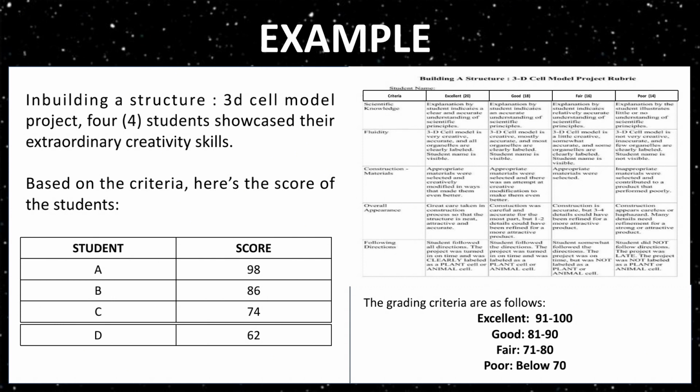So in summary, student A has excelled in all criteria. Student B has performed well with some areas for improvement. Student C has shown satisfactory performance with room for enhancement. And lastly, student D needs to work on improving across all criteria. So thus, in this criterion-referenced grading system, student scores are evaluated against predetermined standards or criteria. This approach allows for a clear assessment of students' individual performance.